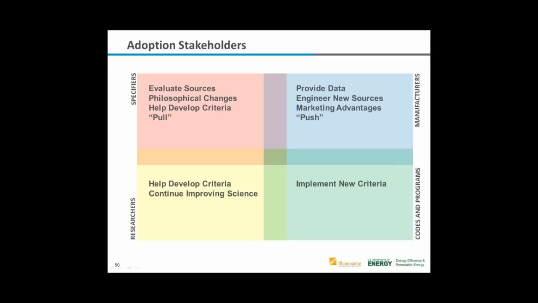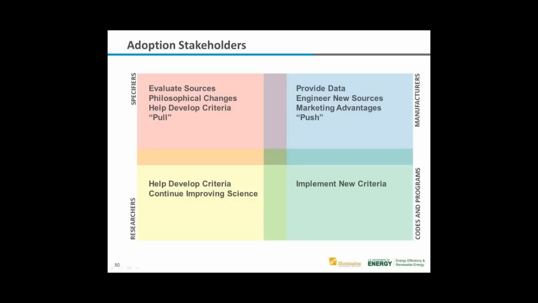It really takes push and pull between the specifiers and manufacturers with input to that process from the researchers and the codes and programs. So for example, specifiers need to evaluate sources. They need to rethink a little bit color rendering, going beyond just color fidelity. But to do that, they need data from manufacturers. We need manufacturers to engineer new sources that aren't just trying to optimize fidelity, that can be marketed and really differentiated from other products.